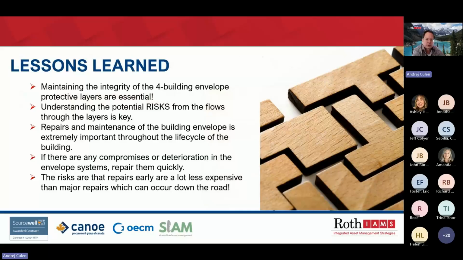So what are the lessons learned? Maintaining the integrity of the 4 building envelope protective layers are essential. Understanding the potential risks from the flows through the layers is key. Repairs and maintenance of the building envelope is extremely important throughout the life cycle of the building. If there are any compromises or deterioration in the envelope system, repair them quickly. And the risks are that do the repairs early, and it's a lot less expensive than major repairs that can occur down the road.